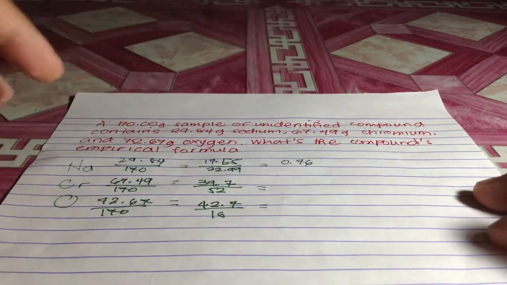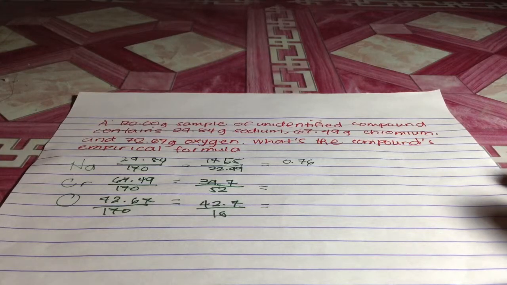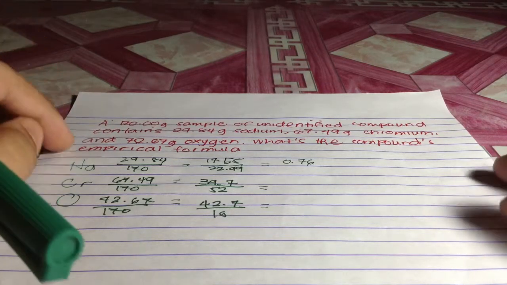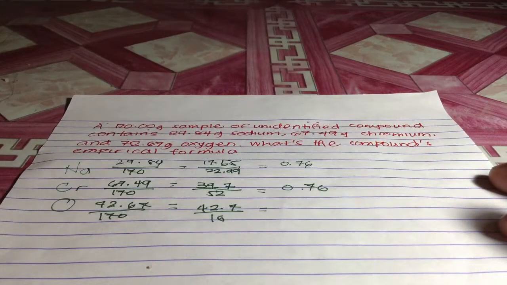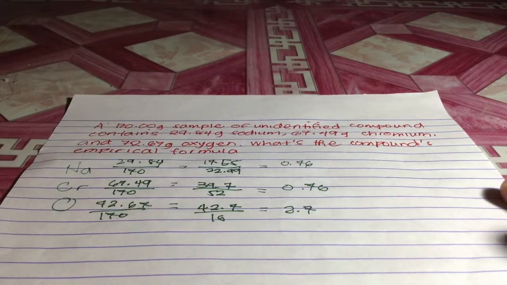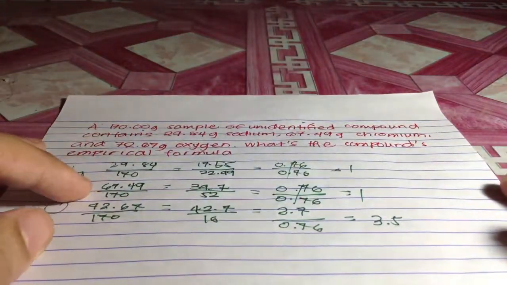Okay, what we got here is 0.76, because I'm not writing the 4 decimal places right now, because the video is getting longer, and I don't really know if this will pass the 10-minute mark. And 2.7. So now you got all of them. The third step is to grab the least, so 0.76, and divide them all by that. So that will be 1, 1, and 3.5.